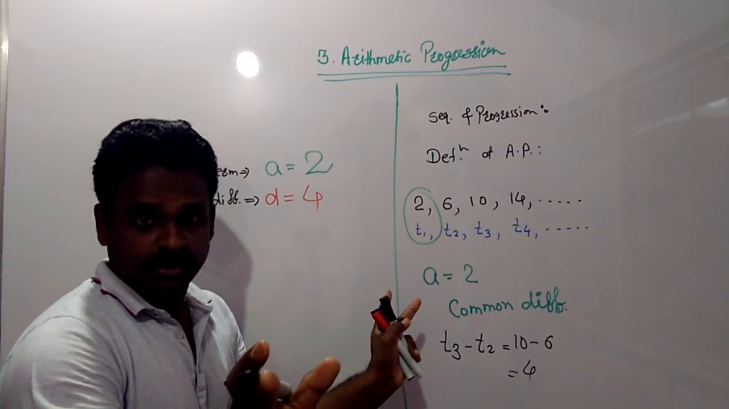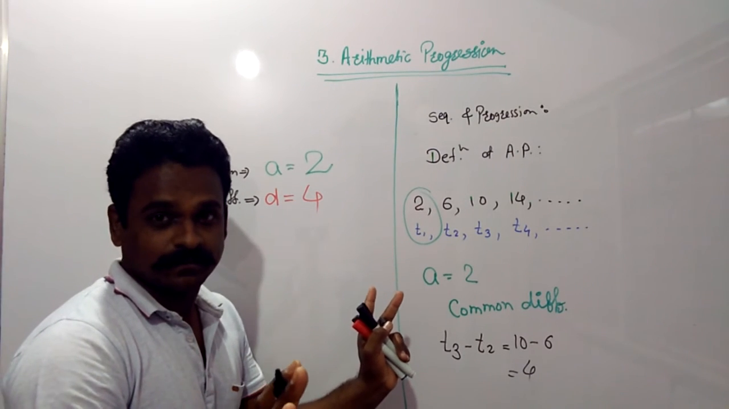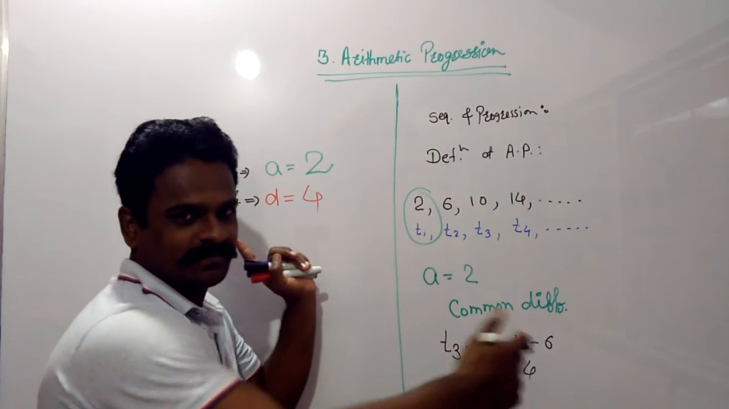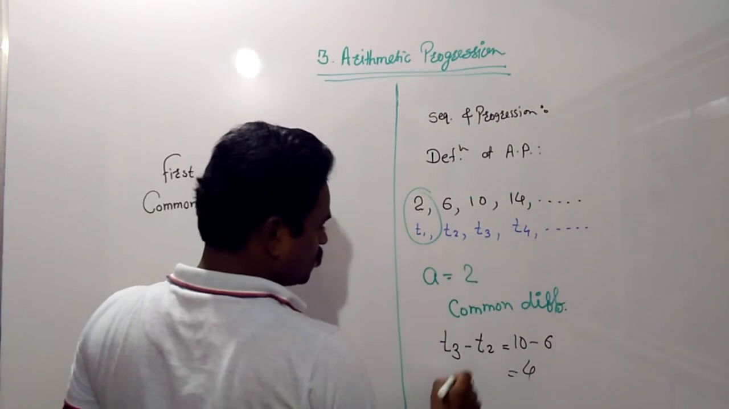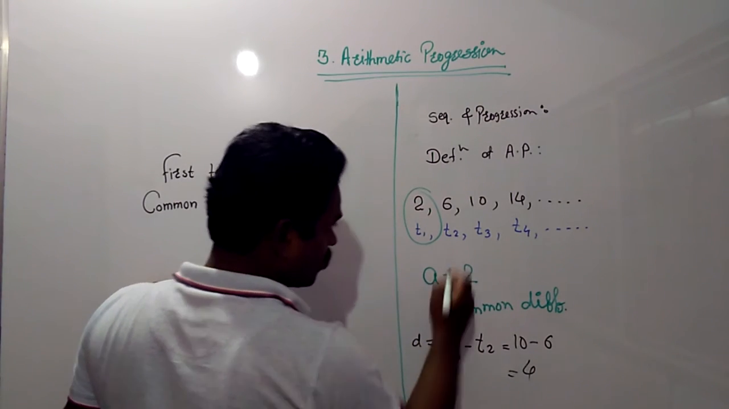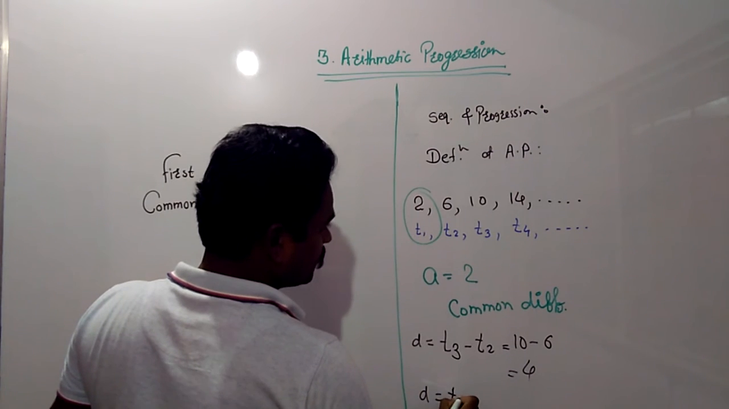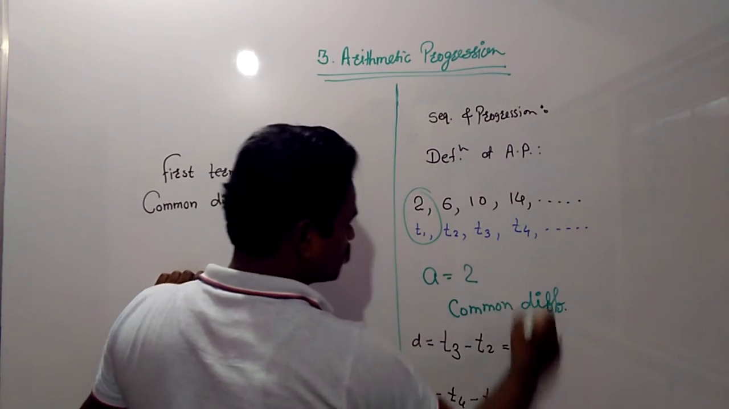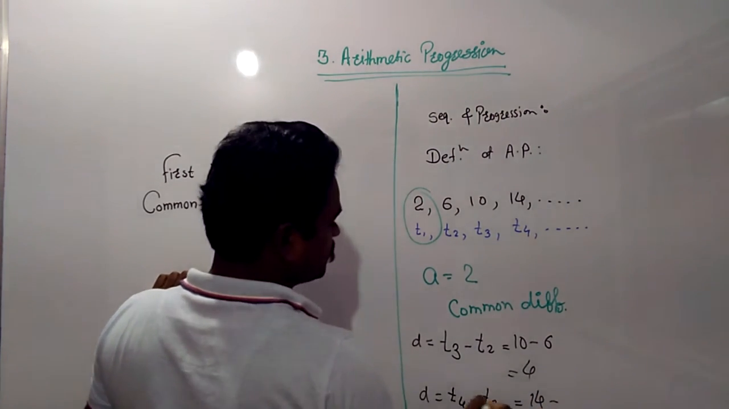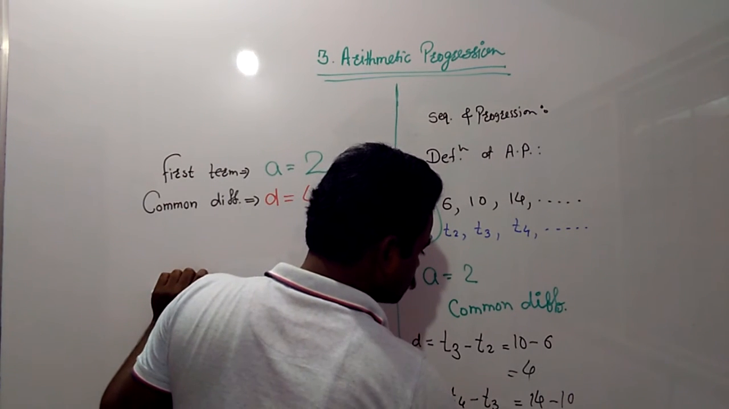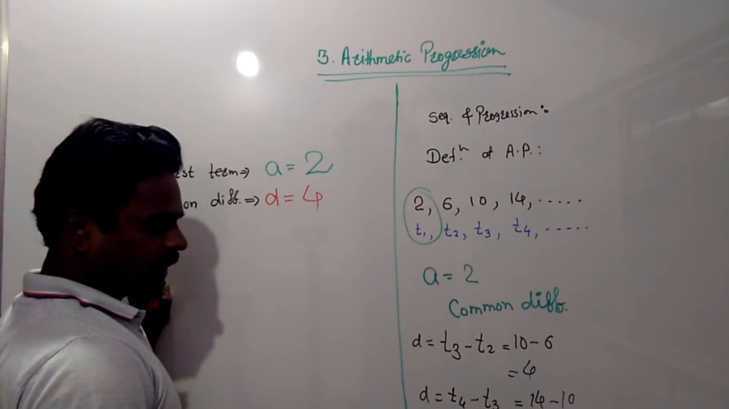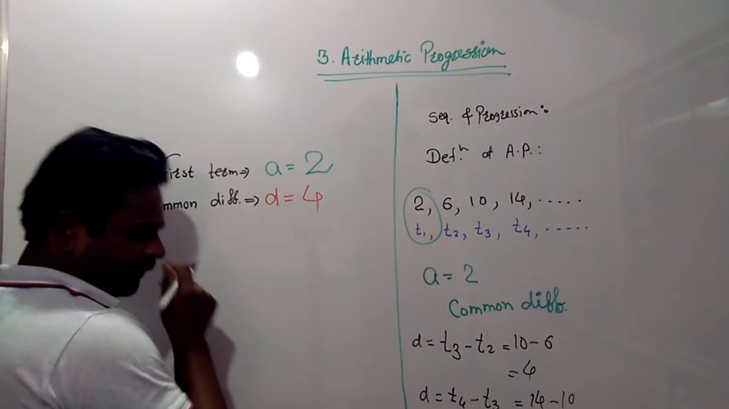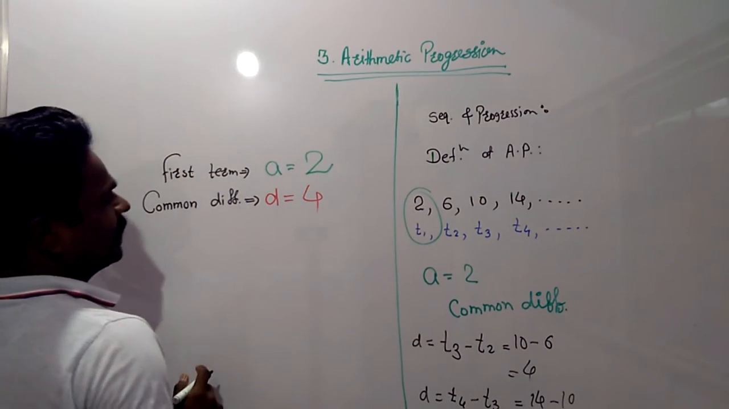For any two consecutive terms, you can subtract the previous one from the next one. So here we can do this also: d is equal to, for the same sequence, T4 minus T3. T4 is 14, minus T3, which is 10. So 14 minus 10 is again 4. In a similar manner we can write a formula for the common difference.